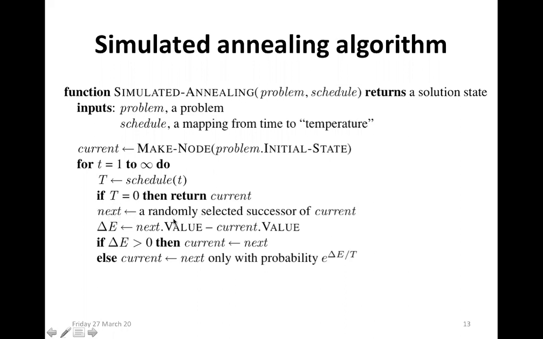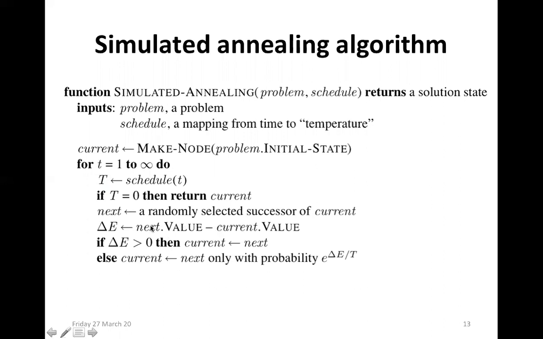What this next statement is saying is that we have some kind of next variable, but from what value will we get it? A randomly selected successor or neighbor of current. So we have this current variable as an initial condition, and maybe we have 3 or 4 different neighbors of this current variable. Then we will select some neighbor of this current variable randomly, and that selected neighbor will go into this variable called next. And the next statement is simply the difference of this next state minus the current state.